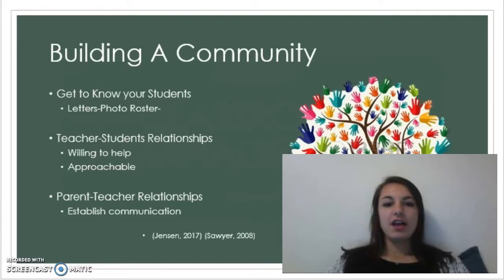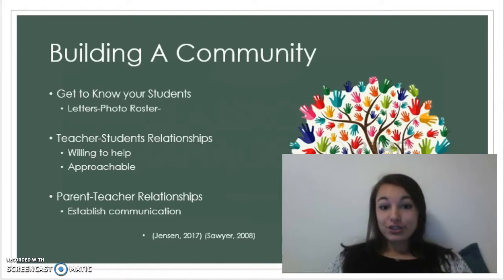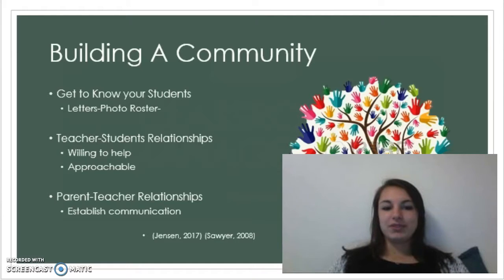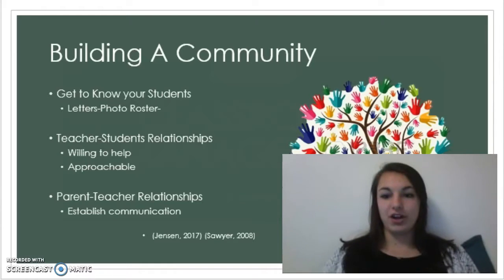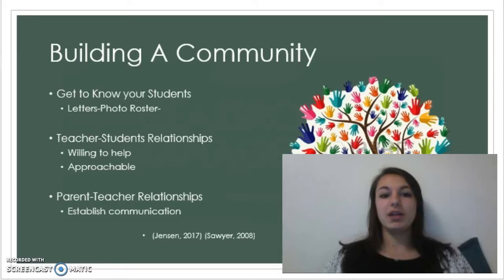I also put letters on here because when I was in elementary school, which is what I was going for, our teachers would have us write letters about anything we wanted them to know about us, like our family situation, our hobbies. That way they knew and could easily build a relationship because they know more about us.